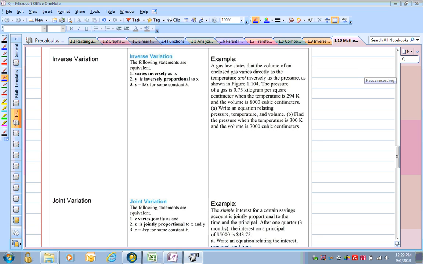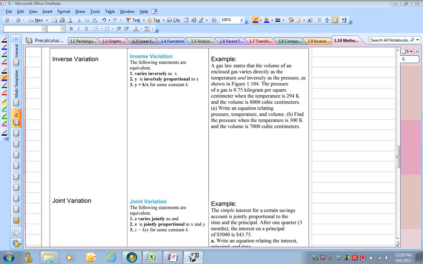Next, we're going to talk about inverse variation. Sometimes I think of that as being inverted. That kind of helps me. That's the one where the x is now underneath the constant. It's kind of been inverted. I don't know, that's not mathematical. That just may be a way to help you remember it.